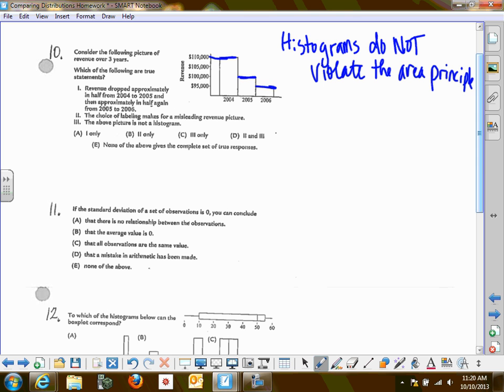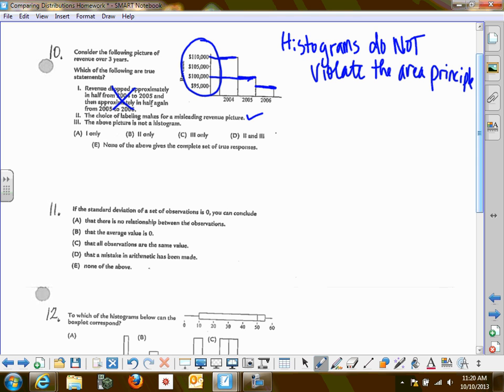How much did it actually drop from 2004 to 2005? It only dropped 10,000 from 110,000, so it did not drop in half to 55,000. And this went from 100,000 to 95,000, so it did not drop in half. So this is not true. How about this? The choice of labeling makes for a misleading picture. True. This is incorrect labeling.